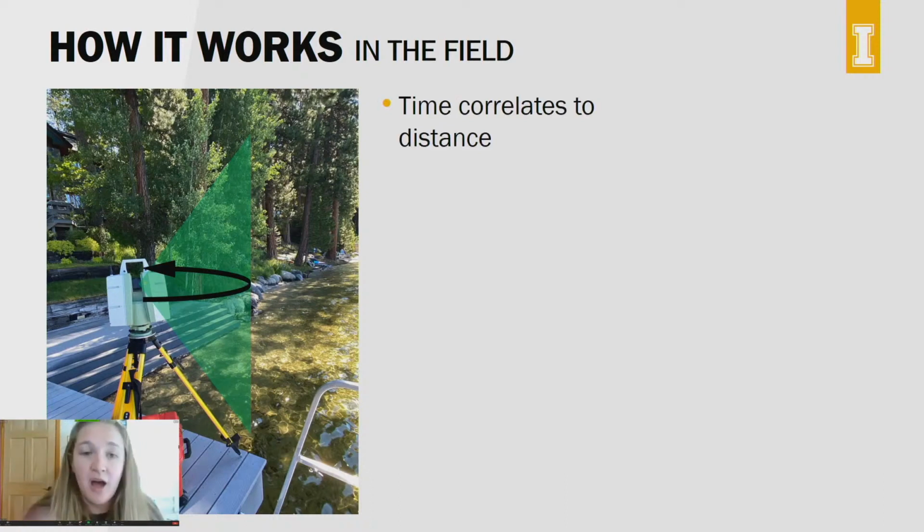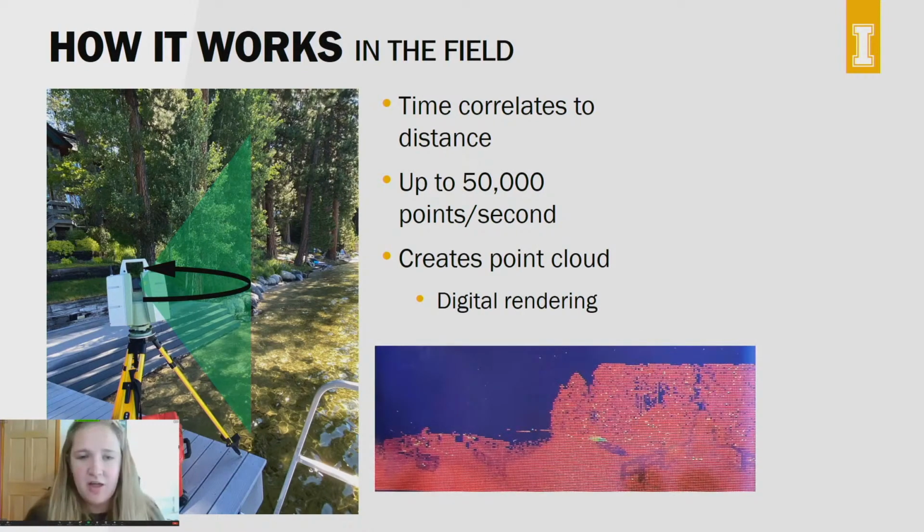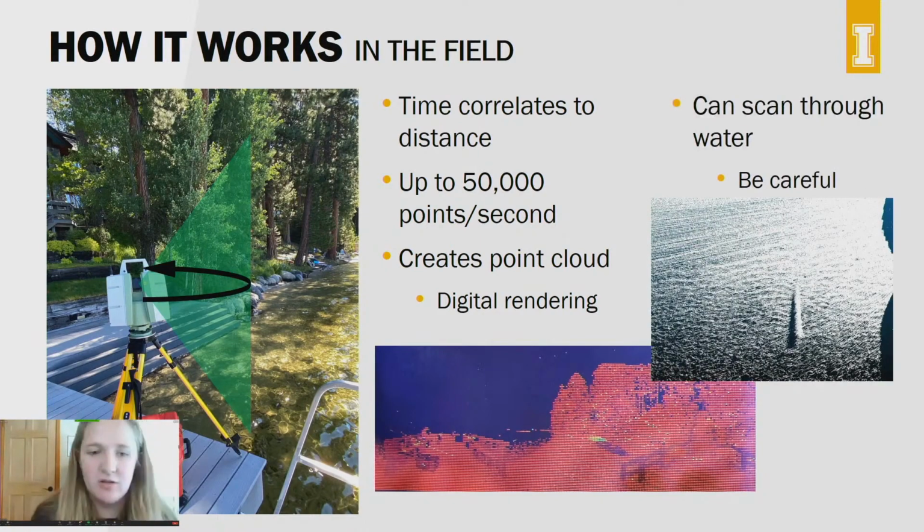And then what it does with those millions of distance readings is it makes data points for each time the laser hits something and bounces back. So there's millions of data points. And it puts those together into what's called a point cloud, which is basically just a digital rendering of the scanned area. And what you see on the bottom is what it looks like on the screen of the scanner when you're done.